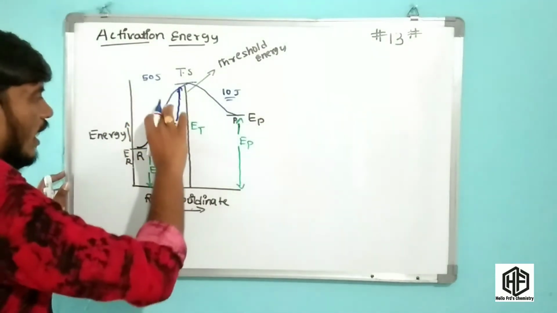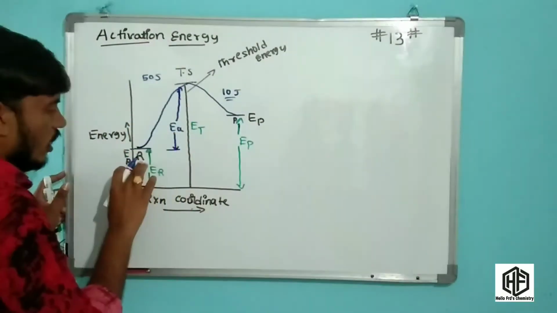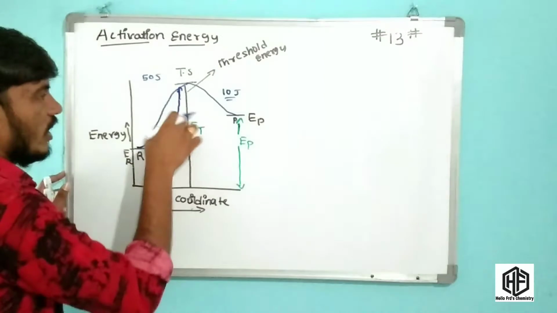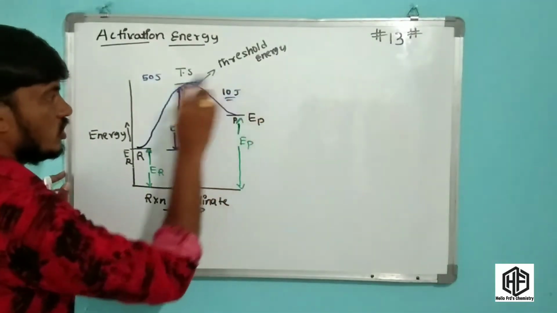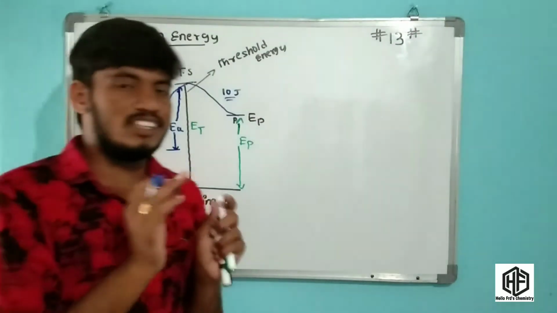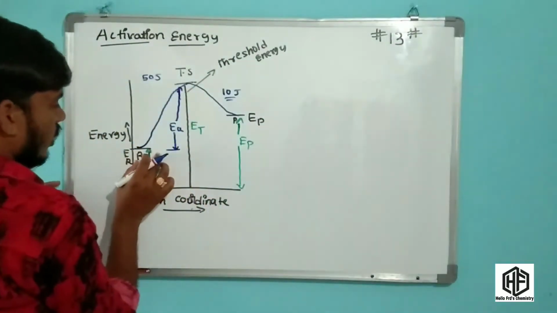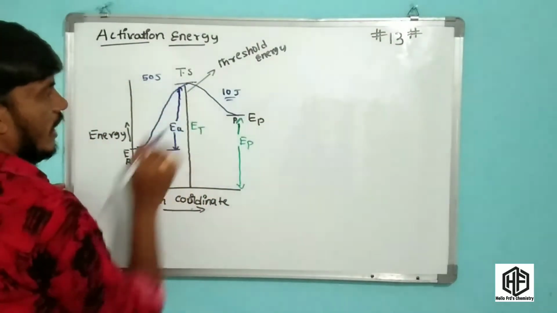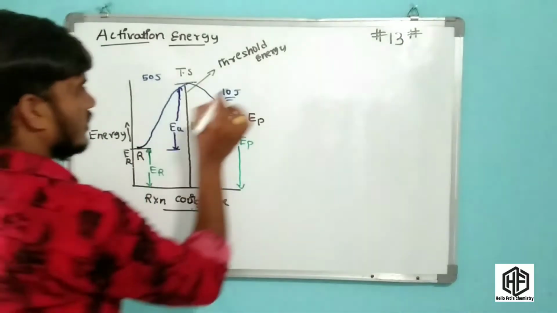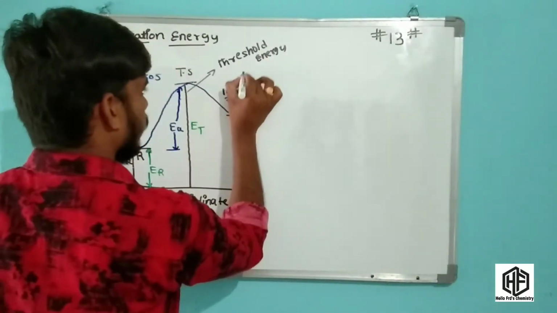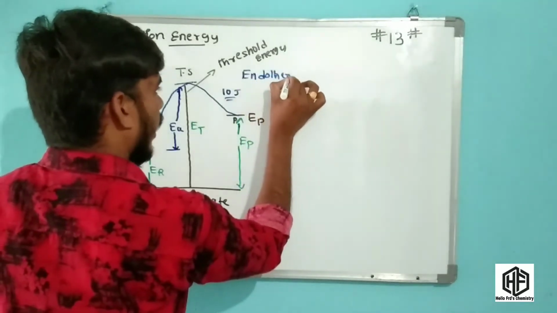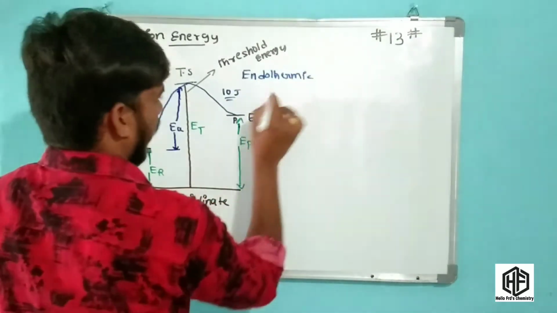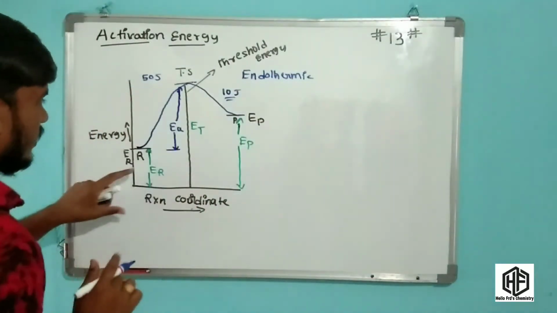The activation energy gained by the reactants is 50 joules, and after the product is formed, 10 joules is released. It means the remaining 40 joules is absorbed by the reactant. This type of reaction is called an endothermic reaction. This is very important, friends. This type of reaction is called an endothermic reaction.